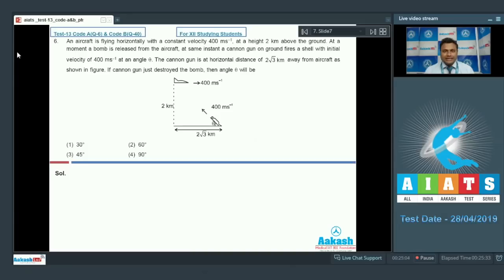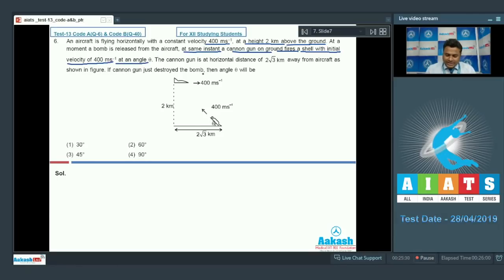So here is 6th number. An aircraft is flying horizontally with constant velocity of 400 meters per second at a height 2 km above the ground. At the same moment, a bomb is released from the aircraft, and at same instant, a cannon gun on the ground fires a shell with initial velocity of 400 meters per second at an angle theta.